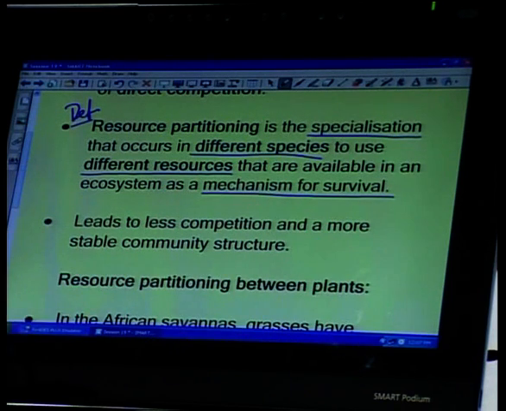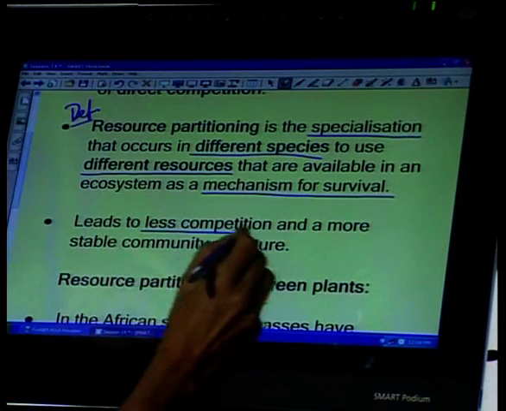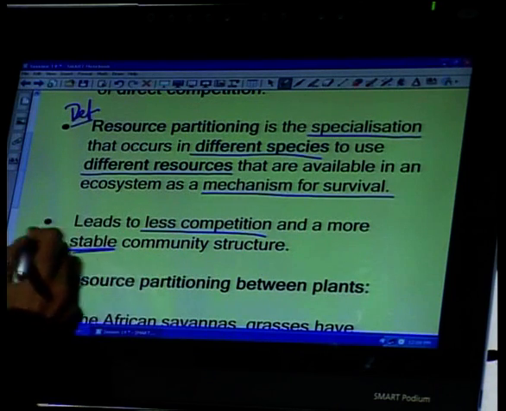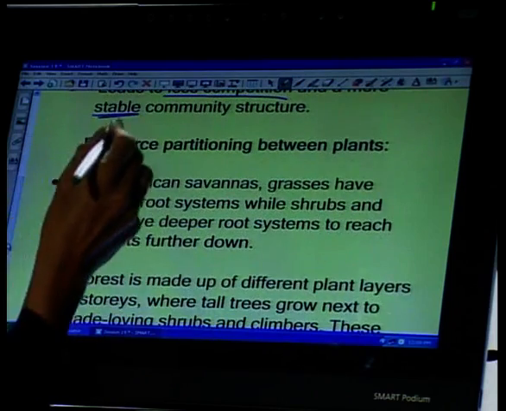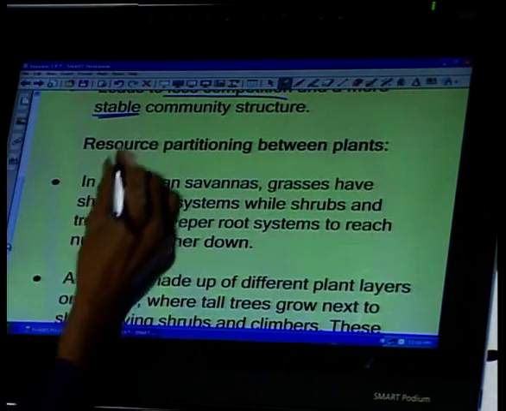The same with your giraffes. Other animals cannot reach the same heights as a giraffe can. So if there are exceptionally high trees, well, the giraffe will eat the leaves at the top of the tree, whereas your other kinds of buck will only be able to reach the bottom of the trees. Again, that would be resource partitioning. It leads to less competition and a more stable community structure because everyone eats a certain part of the community.